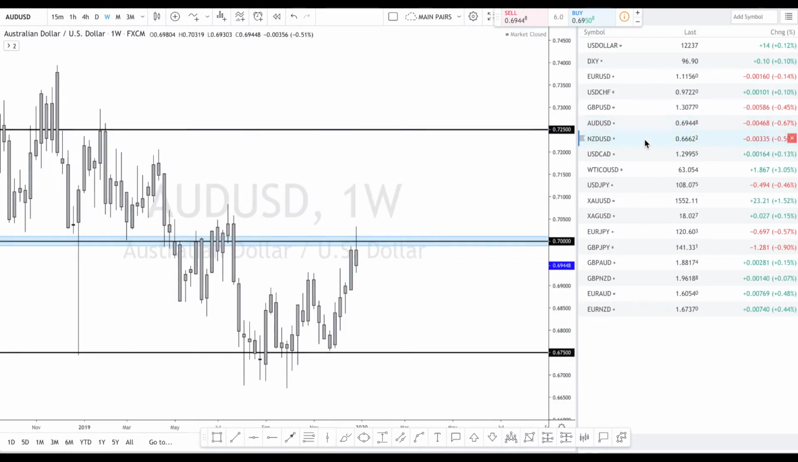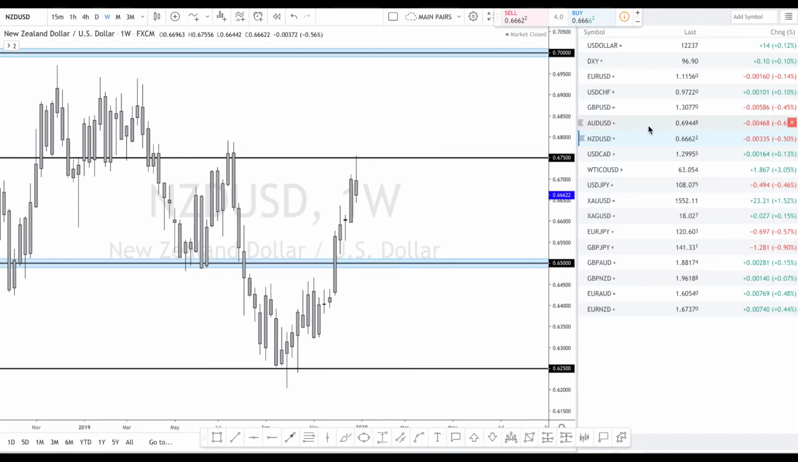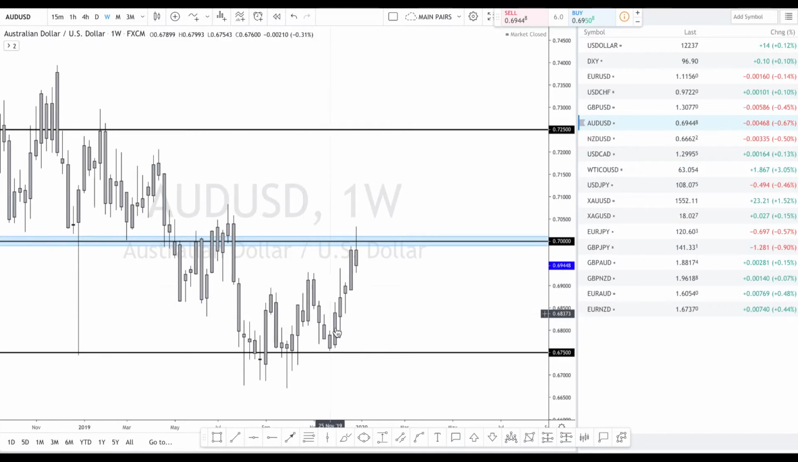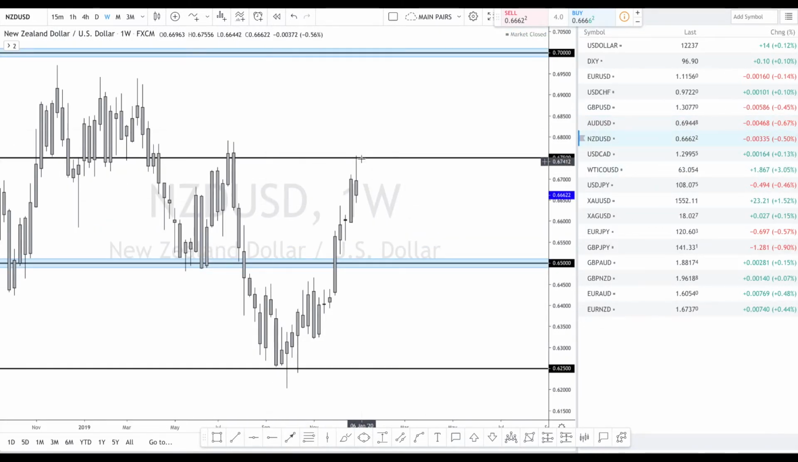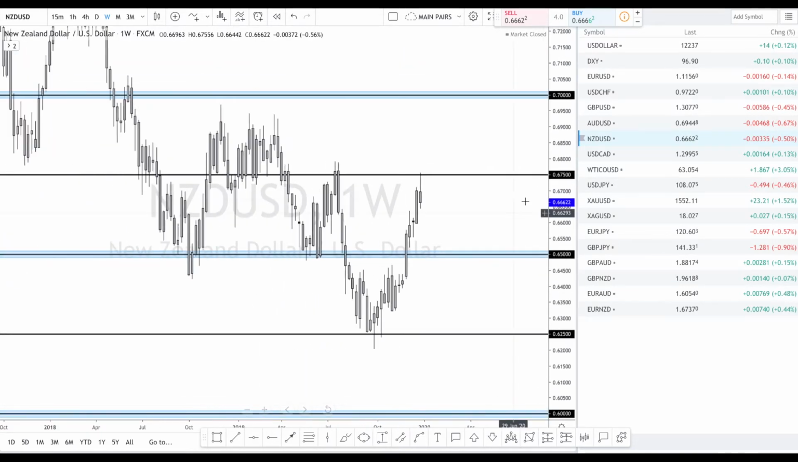Aussie dollar and New Zealand dollar, they move practically in sync. It's just that New Zealand tends to be a little bit more aggressive in the size of the moves. As you can see, the size of the moves are a little bit more aggressive on New Zealand, but overall they typically move in the same direction.